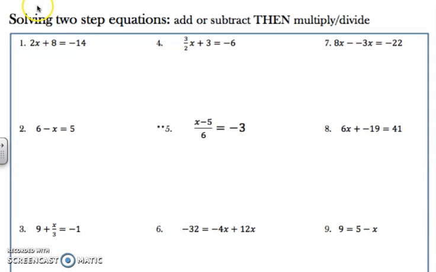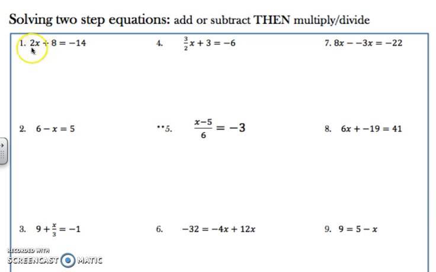Alright, thank you for tuning into part 2, which is solving two-step equations. What you need to do with two-step equations is, obviously, two steps. You have to add or subtract first, and then you are going to multiply or divide. So number 1 is the most typical equation that you will see that is two steps.